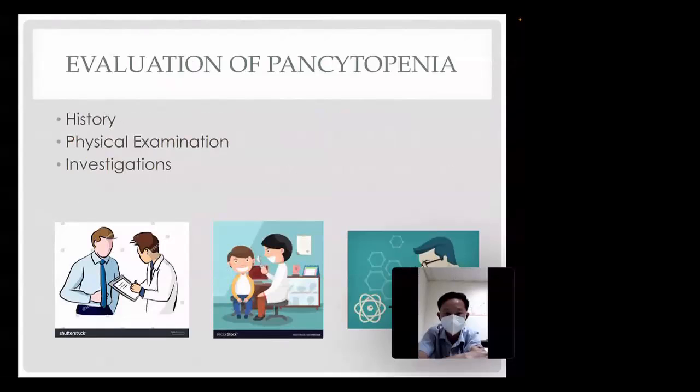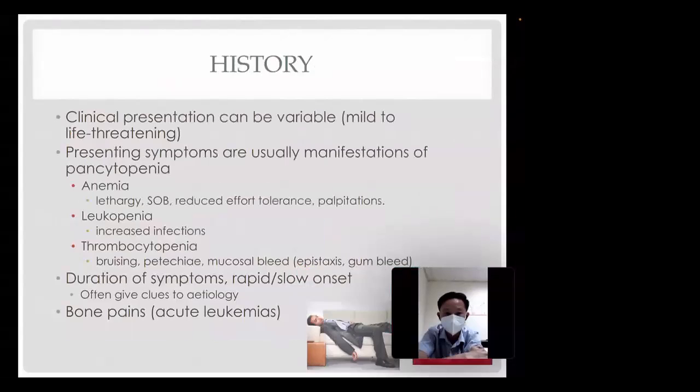So it's important to evaluate the pancytopenia, and we always go by history, physical examination, and lastly, investigations. The presenting history of all patients can be variable, from mild to life-threatening forms of presentation. The presentation of pancytopenia usually reflects the decrease in all the blood cell lines.